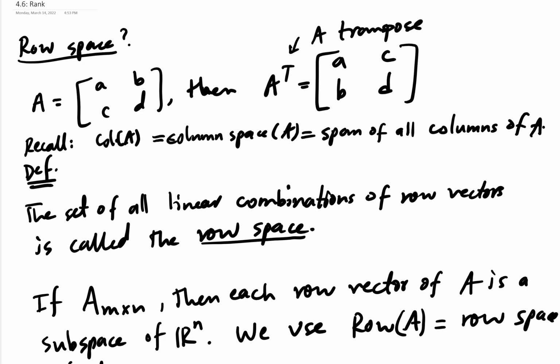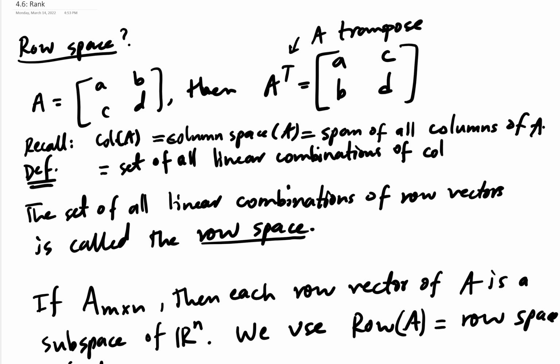Also, we recall the column space of A, Col A, is the span of all the columns of A. It means it contains all the linear combinations of the column vectors of A. That's what this is. So this is the set of all linear combinations of column vectors.